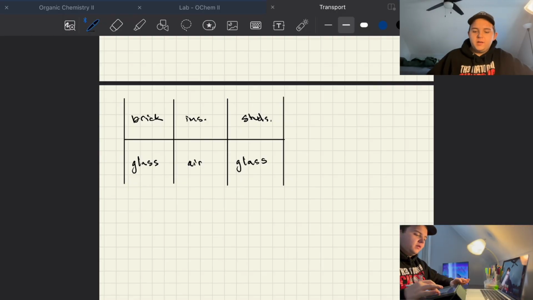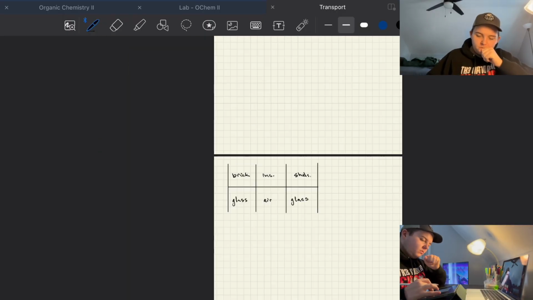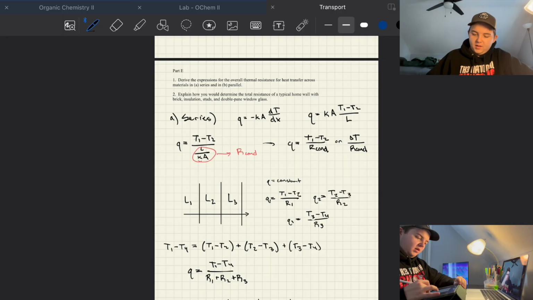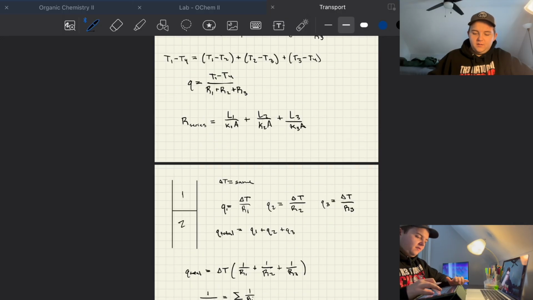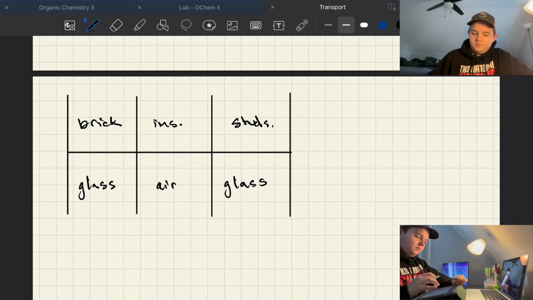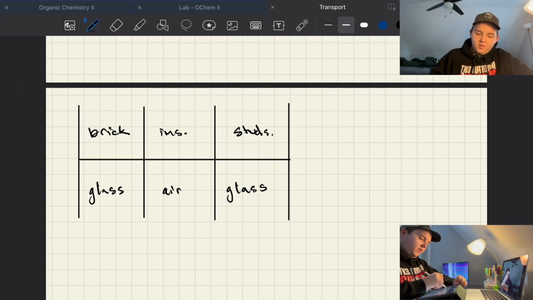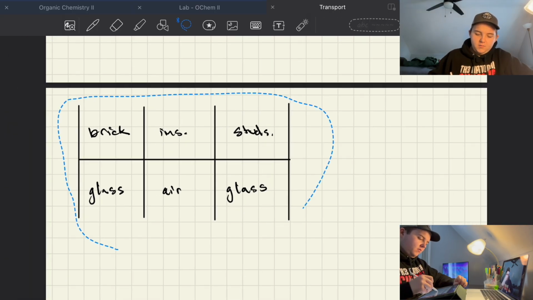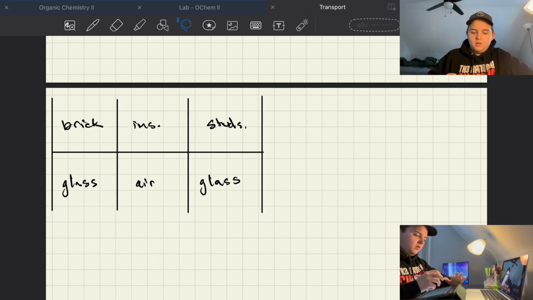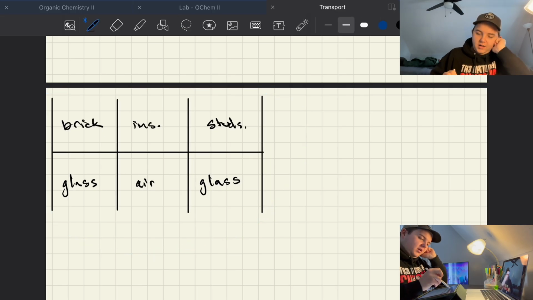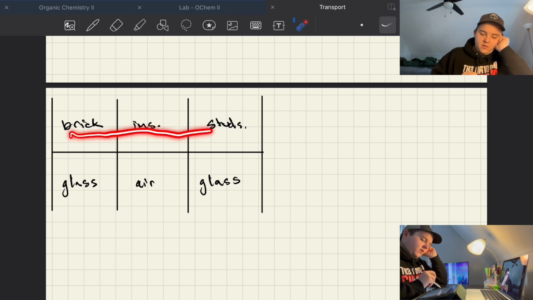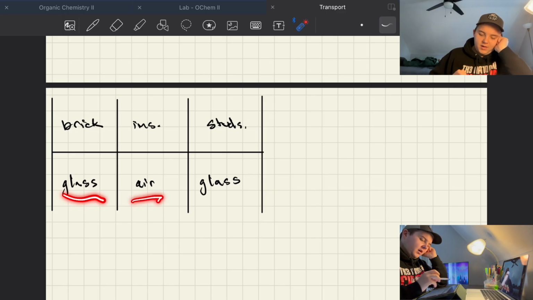Okay, so to get started for part 2 with the insulation and everything, I just have this diagram, if you want to call it up. Move it over. So we have on our outside here, let me grab my laser pointer, we have brick, insulation, studs, and then we have our double pane window, which is going to be glass with a layer of air and then glass.